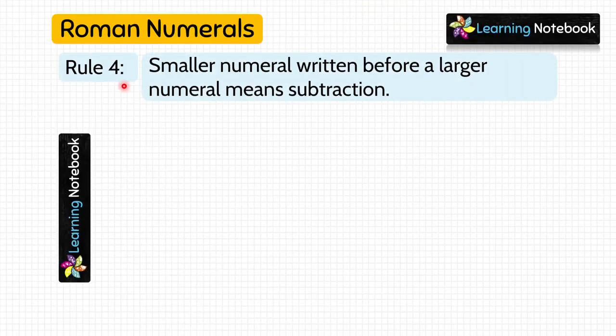Rule number 4. It says a smaller numeral written before a larger numeral means subtraction. Let's take an example to understand this rule. IV. Here, the smaller numeral I, which represents number 1, is written before the larger numeral V, which represents number 5. So it means we will do subtraction. We will do 5 minus 1, which is equal to 4.